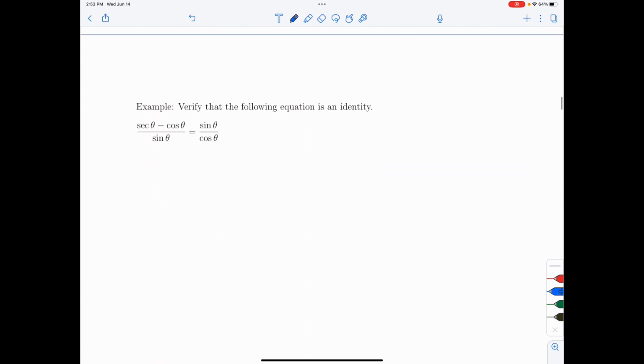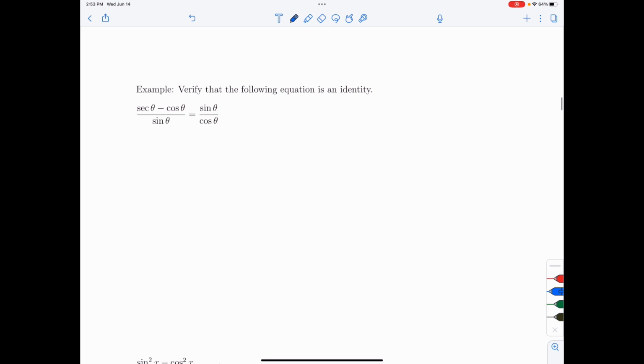All right, on this one, well, let's see what we have. I have a fraction on the left-hand side with a couple terms in the numerator. The right-hand side looks like a simpler fraction. So I'm going to work on the left-hand side. And a similar idea to what we saw in the previous one is I could split this fraction. I'll go ahead and do that, and then I think we'll try it a second way. So secant theta over sine of theta minus cosine theta over sine of theta.